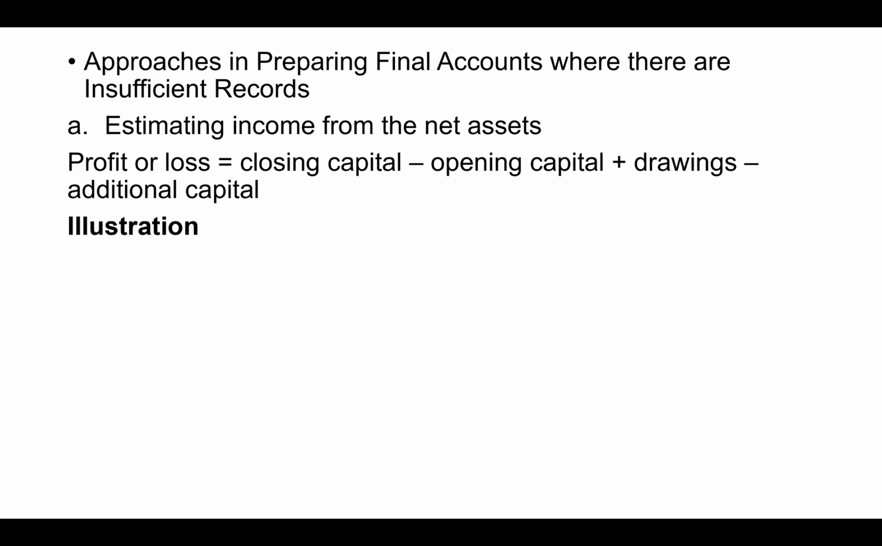Then we can also look at the approaches in preparing final accounts where there are insufficient records. So we have the first which we can use, estimating income from the net assets, whereby the profit or loss formula equals closing capital minus opening capital plus drawings minus any additional capital. So let's look at the illustration so that you can be able to utilize this formula.